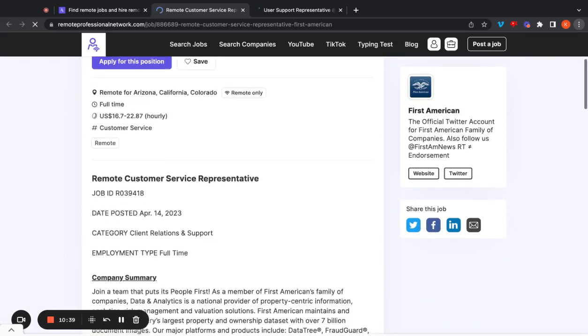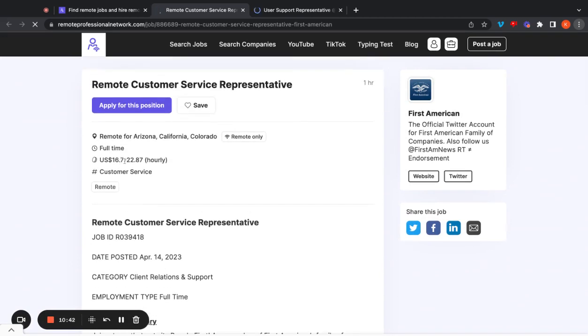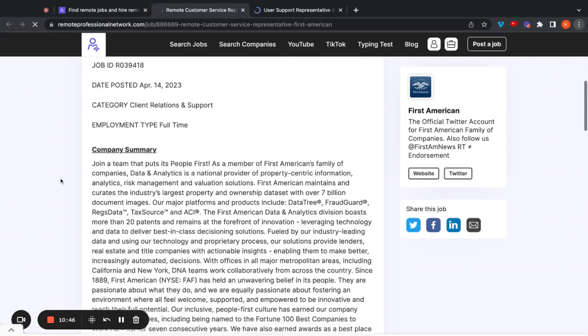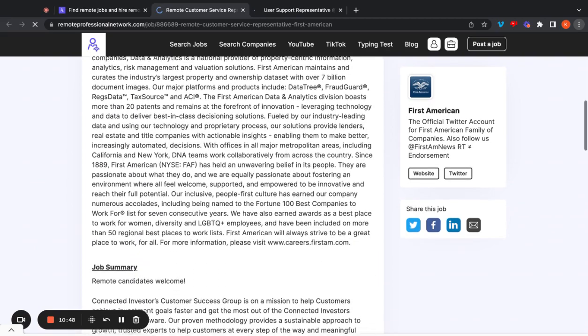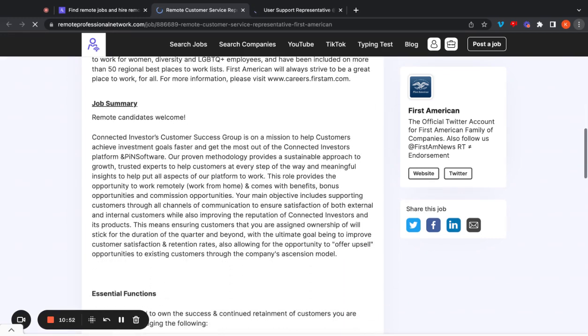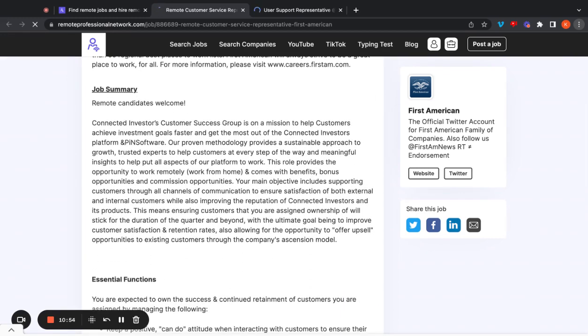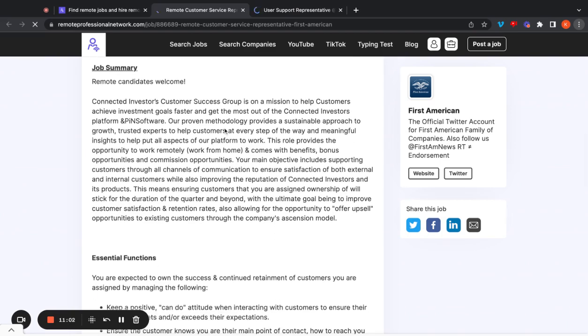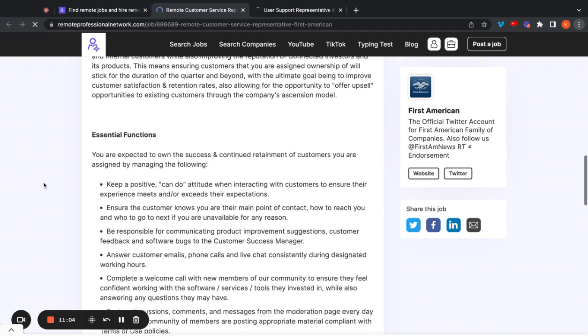This one is going to pay from almost $17 per hour to $22.87. First American is a pretty big company, guys, so that immediately gives you some options to move throughout your career. And as far as this goes, the Connected Investors Customer Success Group is on a mission to help customers achieve investment goals. So you're going to be working a lot in the finance area, guys, so that could be a good opportunity for you there.